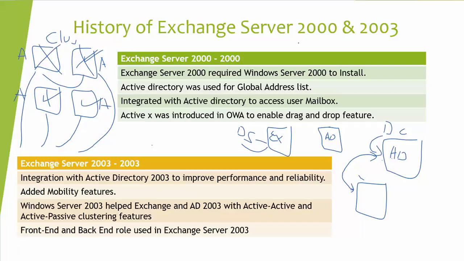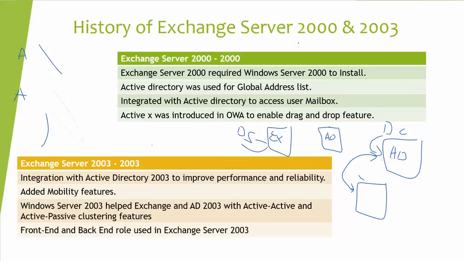So let me quickly remove this so that I can explain. One other thing you see here is that Exchange Server 2000 required Windows Server 2000 to install. So in order to install Exchange Server 2000, you were required to have Windows Server 2000. And then Active Directory, as I explained, was used for the global address list.